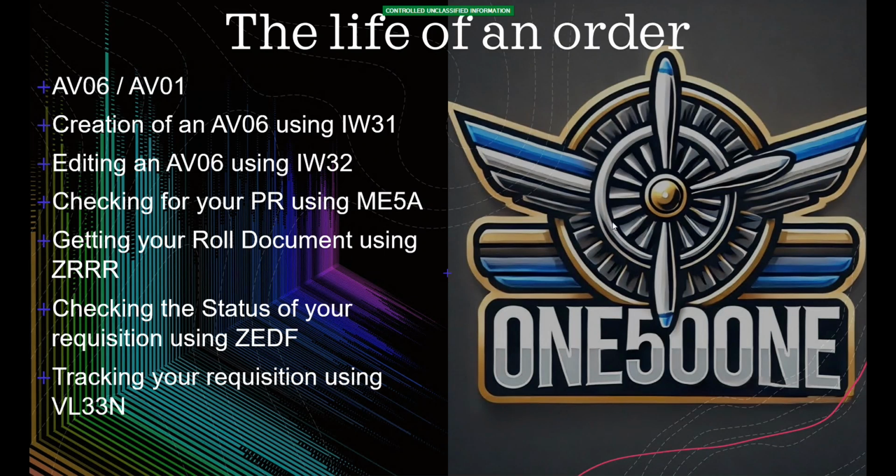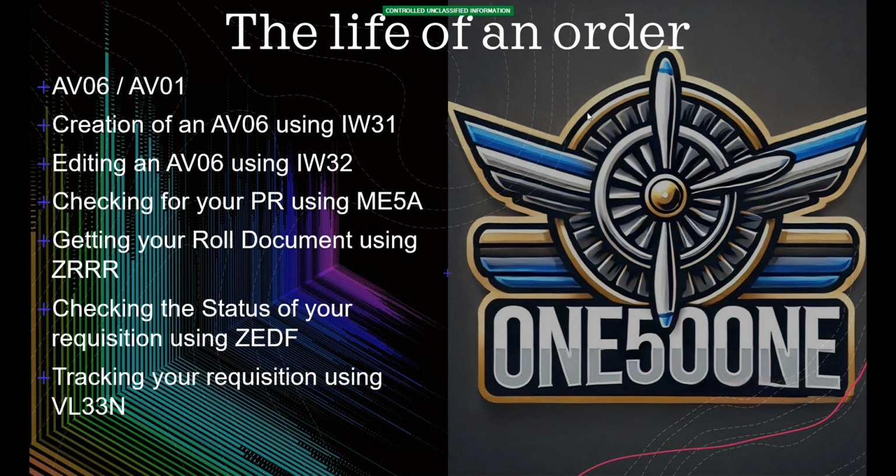Okay, I'd like to begin this series that I'm calling The Life of an Order. We will explain the differences between AVO 1 and AVO 6 orders. Then we're going to go into T code IW31 and create an AVO 6. We will then go over how to edit the AVO 6 using IW32.